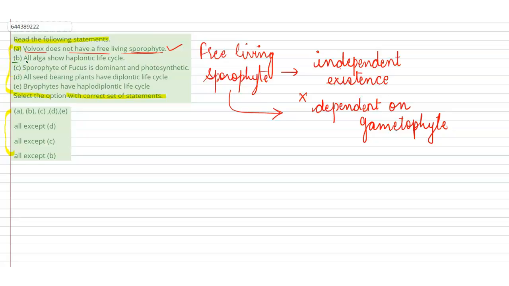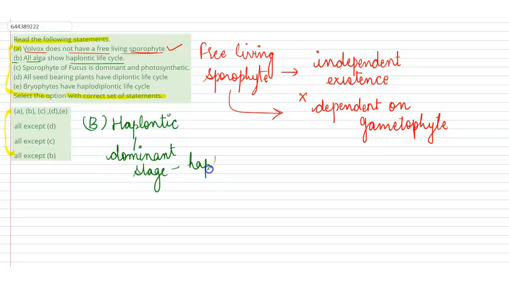Statement B says that all algae show haplontic life cycle. So what is meant by haplontic life cycle? Haplontic life cycle of a plant means the dominant stage in the life cycle is the haploid stage. The dominant stage is haploid, that is, it has n number of chromosomes, a single set of chromosomes.